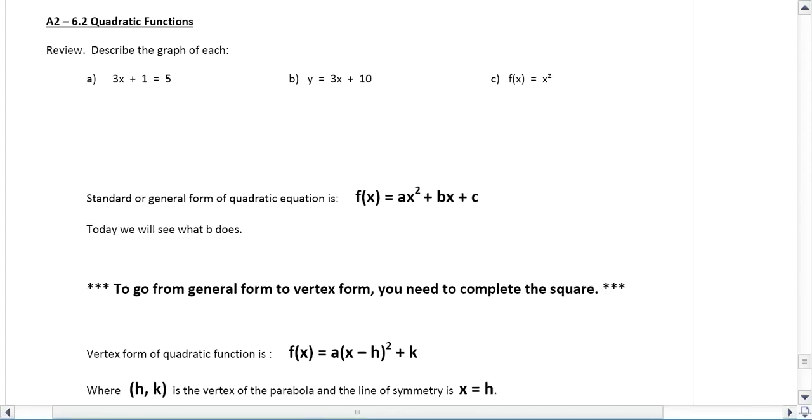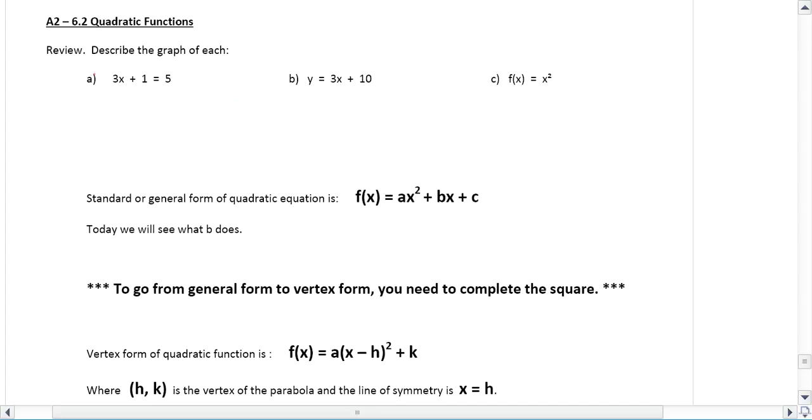This video is for Algebra 2, Chapter 6, Section 2, about quadratic functions. So I'm going to start here with a little review because we need to learn to recognize what the graph is going to be by looking at the equations. So we're going to work on this skill all year.